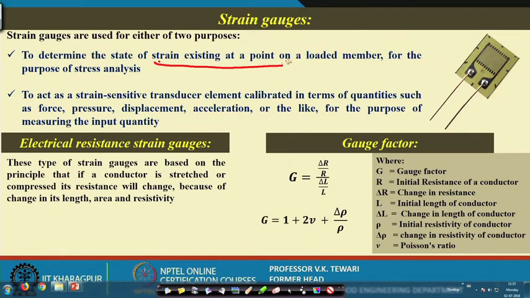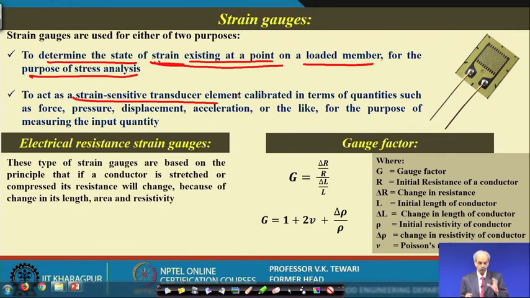The first purpose is to determine the state of strain existing at a point on a loaded member for the purpose of stress analysis. This can be done using a strain sensitive transducer element. So, there are basically two purposes: to find out the strain existing at a point on a loaded member, and the other is as a strain sensitive transducer element in terms of quantities such as force, pressure, displacement, acceleration or the like. So, this is the way we use the strain gauges.